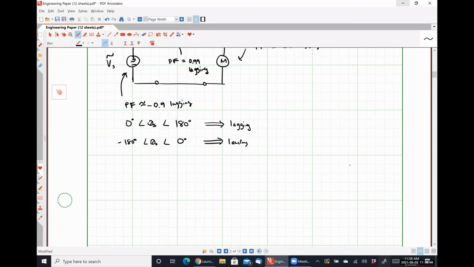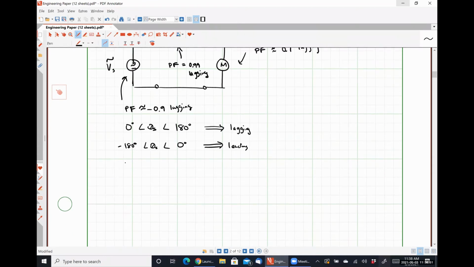A power factor of 1 is neither leading nor lagging, because it means that the load is purely resistive. And a power factor of 0 is also neither leading nor lagging. This would be for a purely capacitive or purely inductive load, okay?